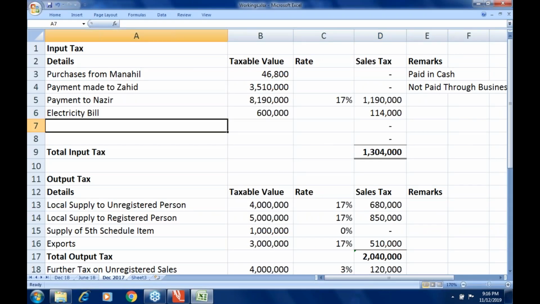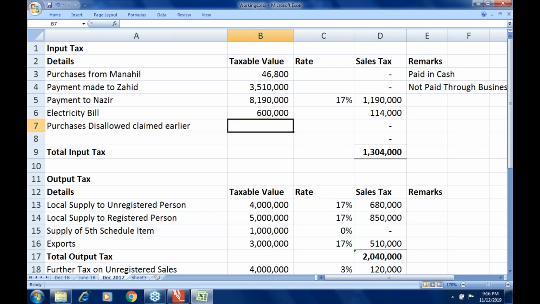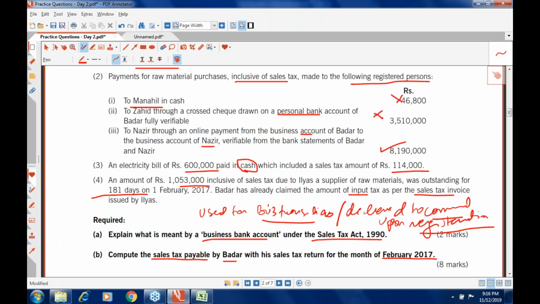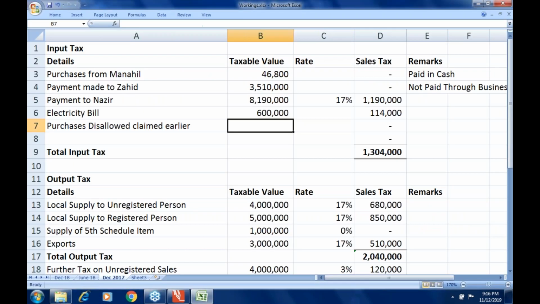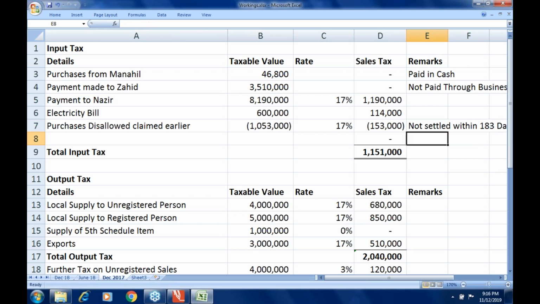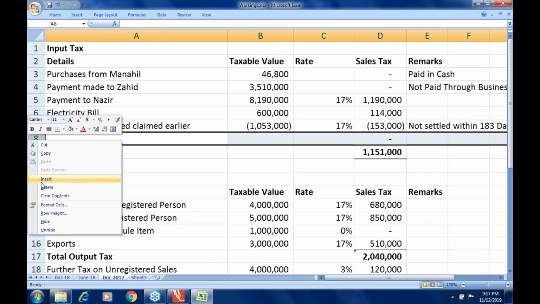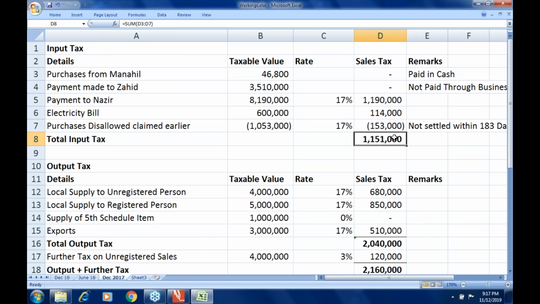Further, purchases disallowed, claimed earlier, which is the amount of the purchases was 1,053,000, and it was at 17%. So we would say that it's not settled within 183 days. This is what it is actually going to be, not settled within 183 days.